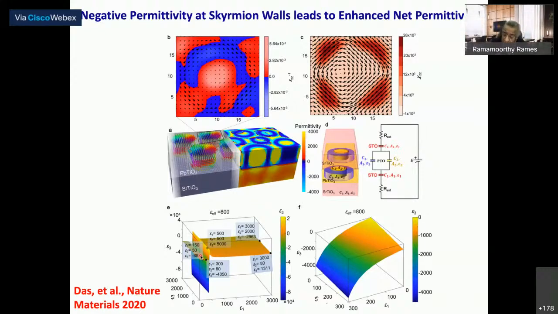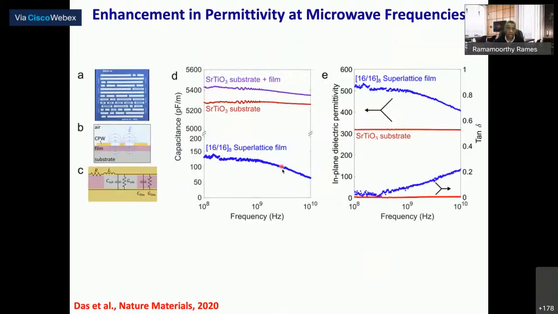So again, like in the case of the vortex, these skyrmions harbor negative permittivity within them, which means that in the ensemble, you have regions of negative permittivity, although the net permittivity of the material, as we just measured, is still positive. Okay.